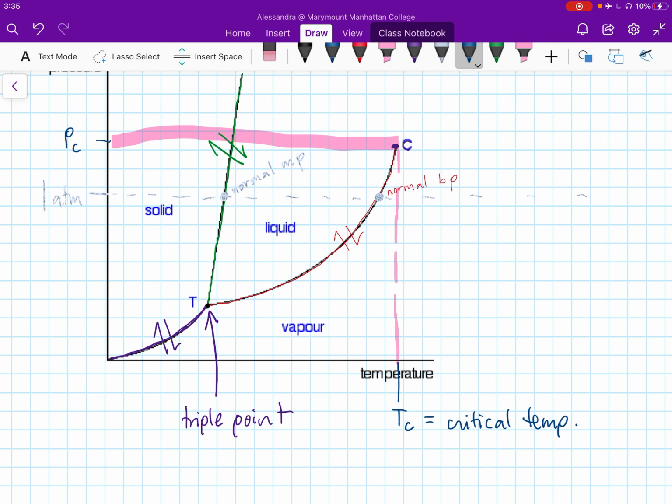Above that temperature, the substance cannot be a liquid at any pressure. And that's because we essentially have it going like this up to infinity there. That means that that is the temperature barrier. Above that, you have a gas. The substance cannot exist as a liquid no matter how much pressure you put on it. Okay, it's always going to be a gas. So that's what the critical temperature means.